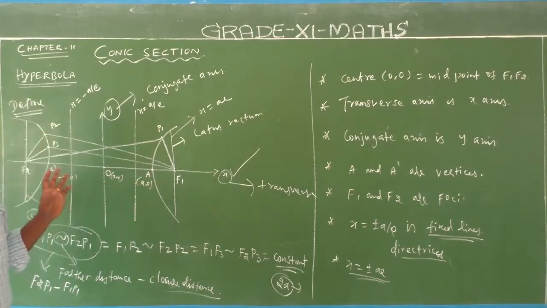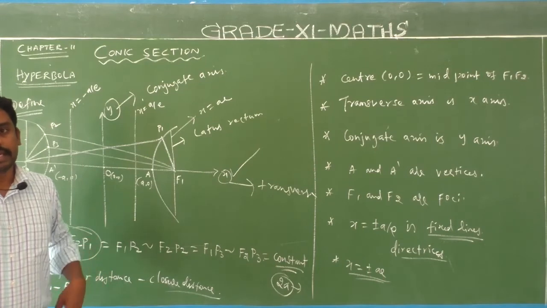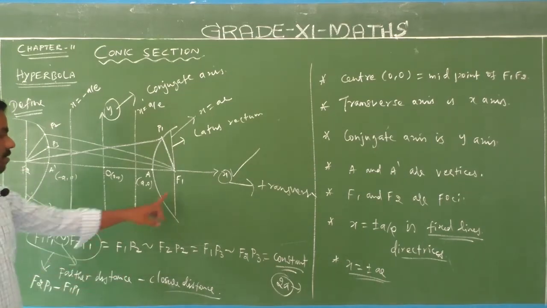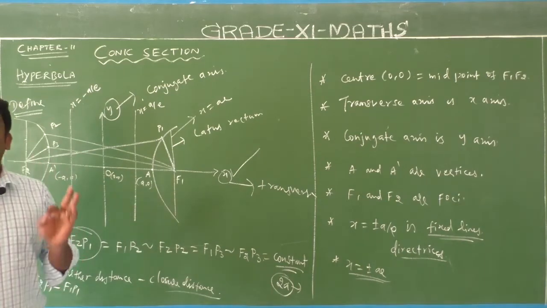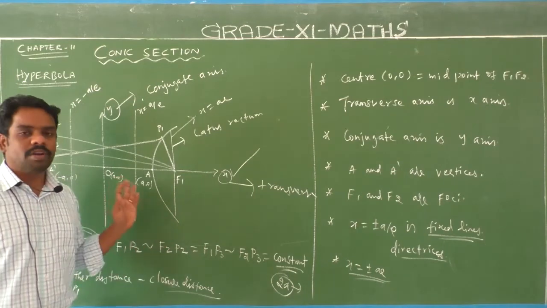So the definition of a hyperbola is the set of all points in the plane whose difference of distances from two fixed points, F1 and F2, is constant. That constant is a positive value. This is the definition of a hyperbola.